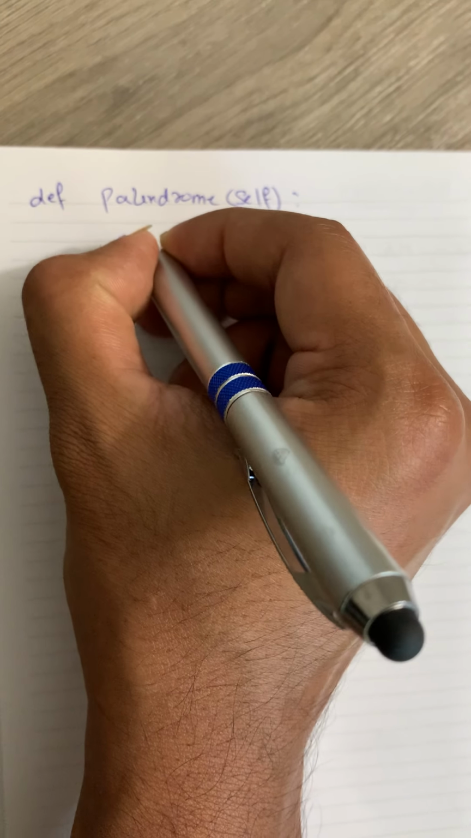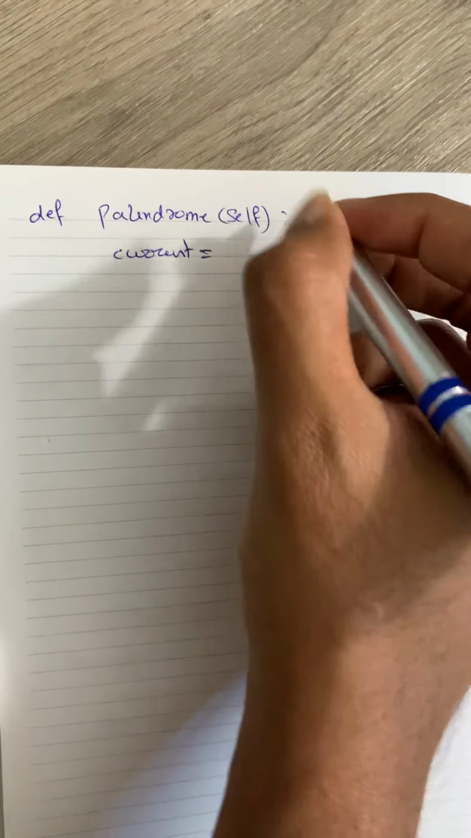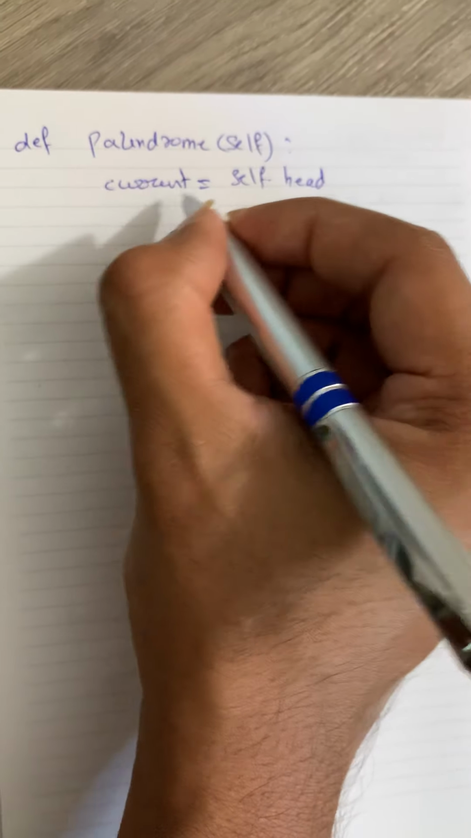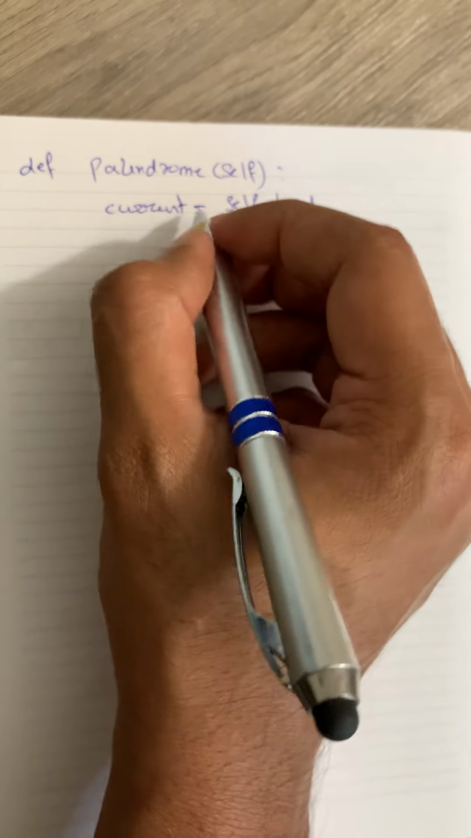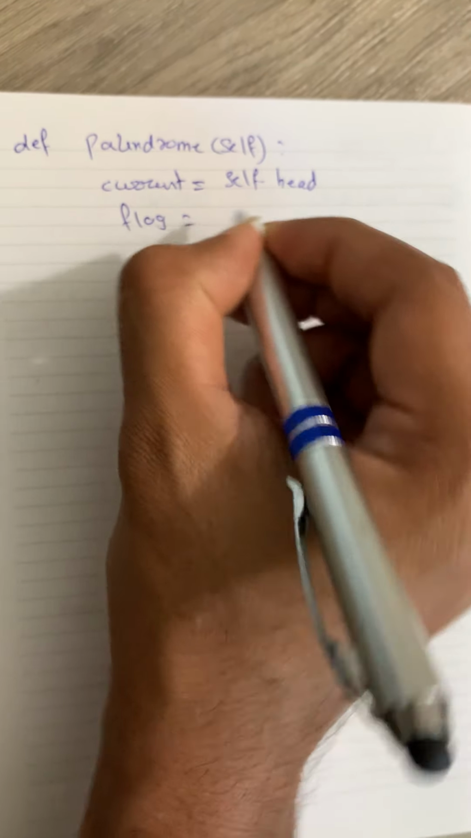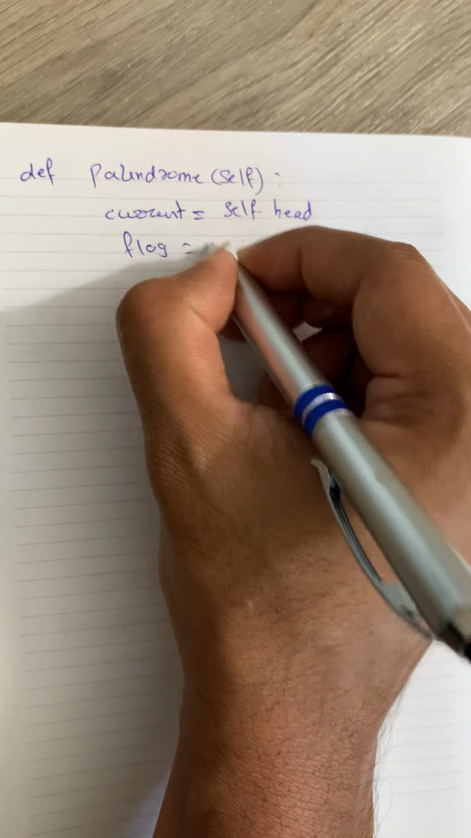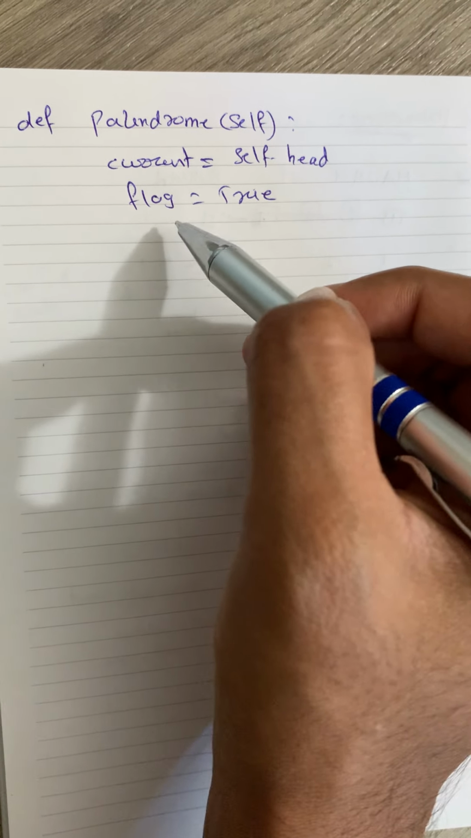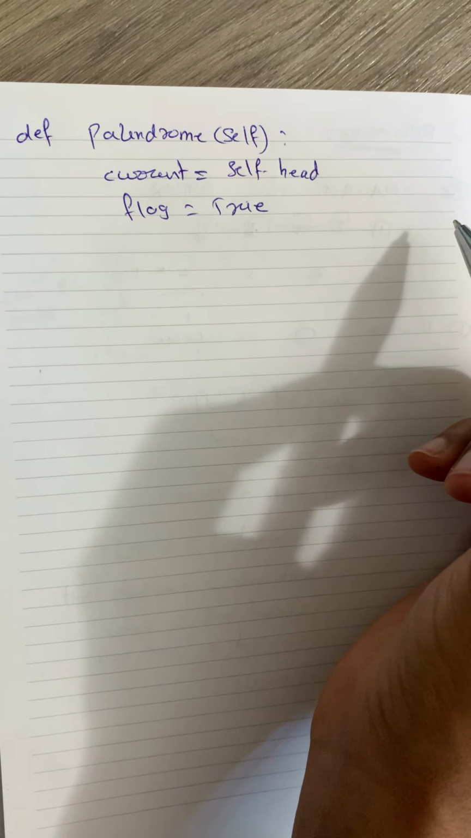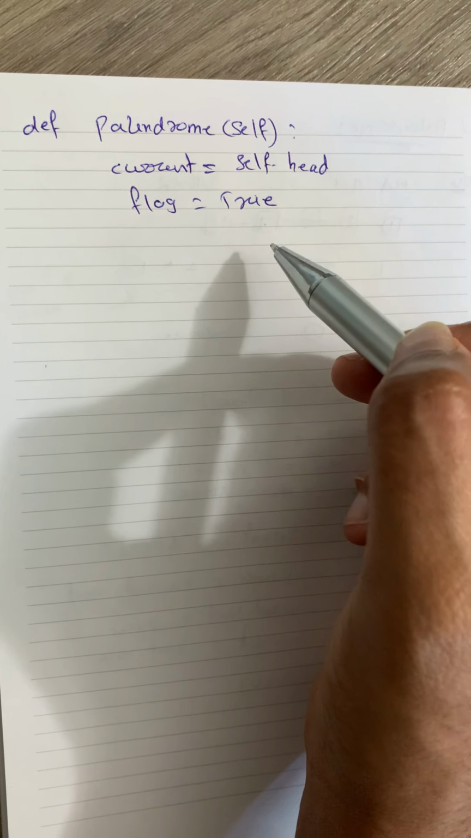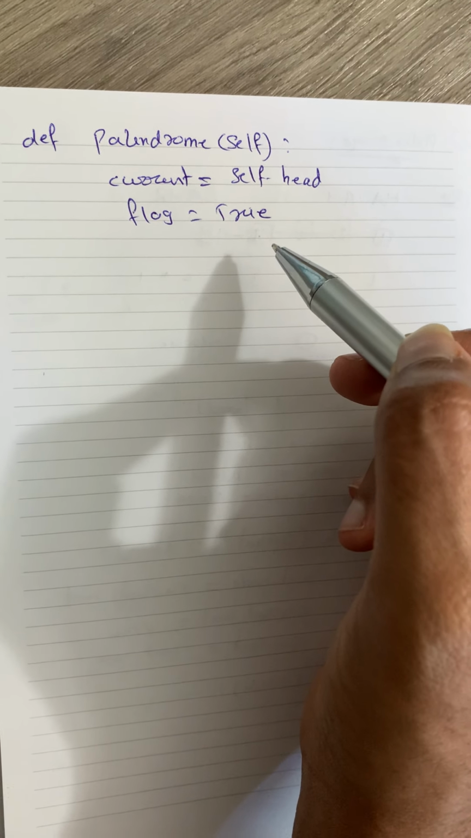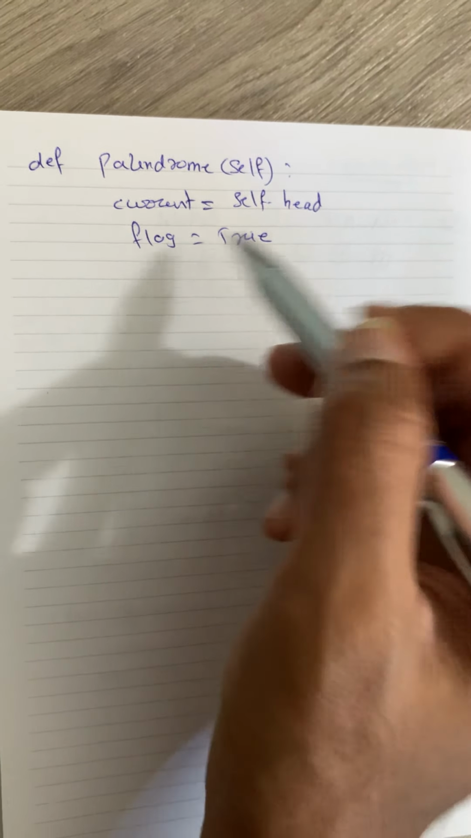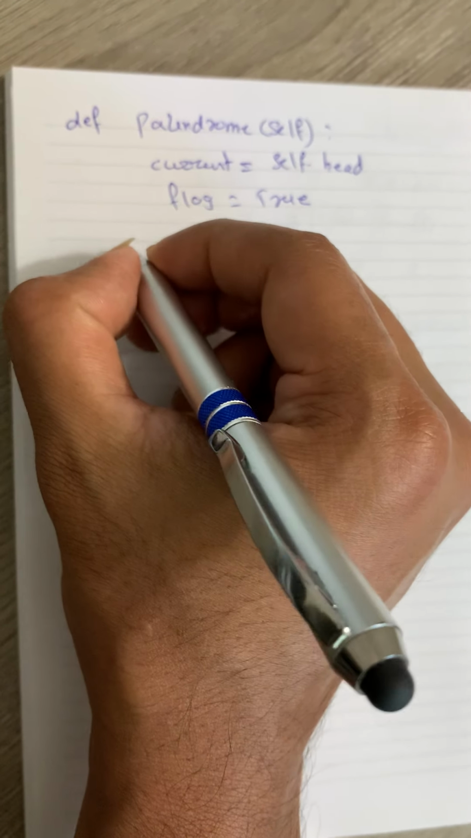Initially I will set one variable equal to self dot head. This points to the head element, and I'll also take one flag element which will by default be set to true. Each time I compare the first half of the list to the reversed second half, if it matches, then we will return true. If it is not matching, I will change this flag to false. So I need to get the mid element.